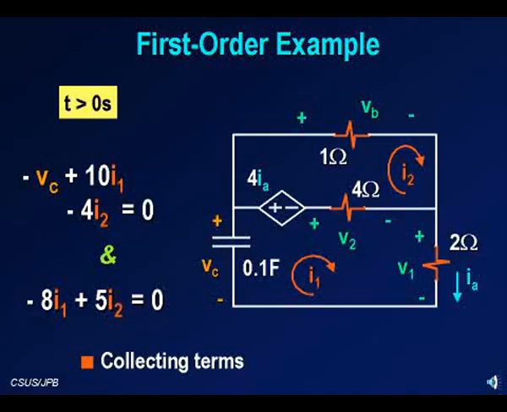So we collect terms, and we have our two equations. Now they have the capacitor voltage, I1 and I2. At this point, we haven't done anything that you haven't done before, and I'm expecting that all of you can get to that point without any errors. Now we're going to handle the capacitor.